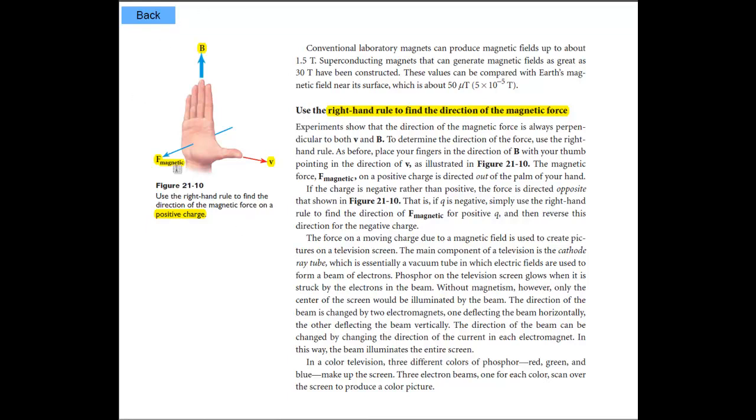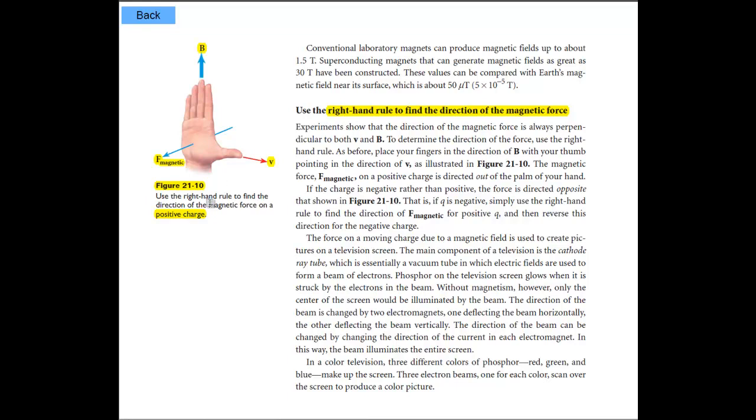You use the right-hand rule as it is here in figure 21-10 to find the direction of the force or the magnetic field lines or velocity. If it's a negative charge, you have to do a flip-flop. You can still do the right-hand rule. But for this orientation we see in figure 21-10, if this was a negative charge I was tracking, the force would be coming out of the back of my hand, out of my knuckles.